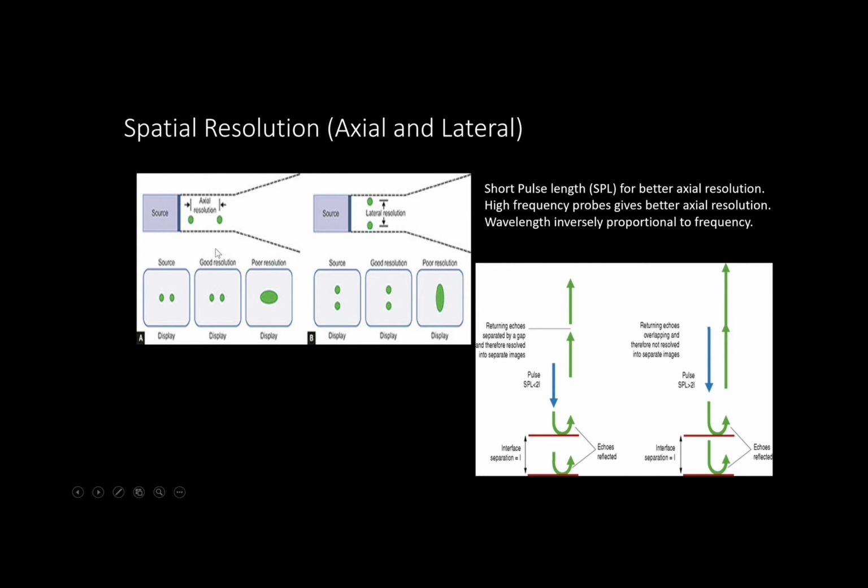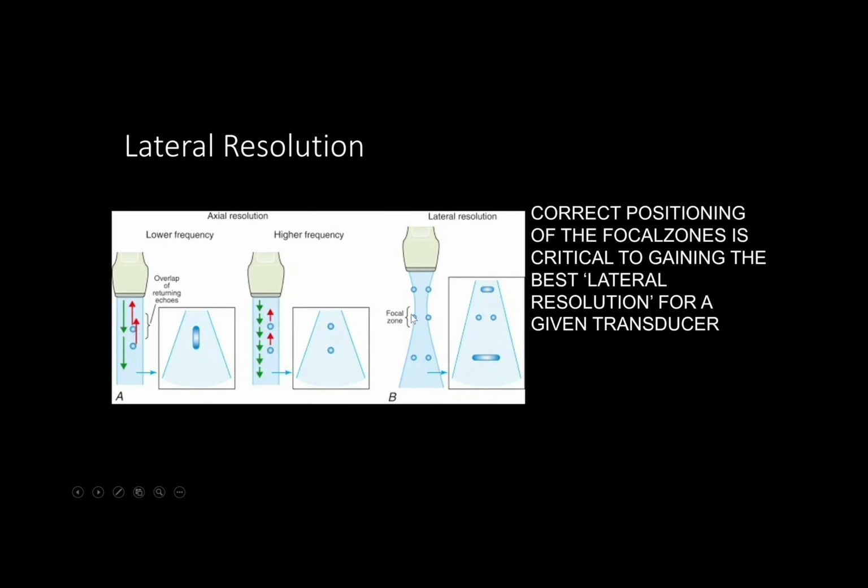So axial resolution can be improved by increasing the frequency, whereas the lateral resolution can be improved by adjusting the focal point near the structures that need to be visualized. Demonstration of correct positioning of the focal point, which is critical to gain the best lateral resolution for a given transducer.